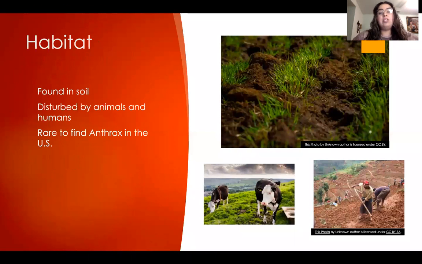The habitat of Bacillus anthracis is that it's naturally occurring in soil. The endospores are usually disturbed by animals or humans. Animals kick up the spores and either inhale it or ingest it. Then we humans eat the meat. It is rare to find anthrax in the US because the United States has vaccine for livestock to prevent anthrax infections. And in the developing countries, livestock do not have the vaccine readily available. So be cautious when traveling.